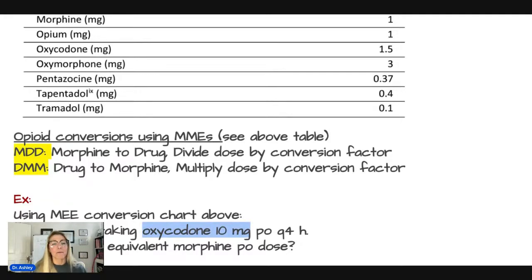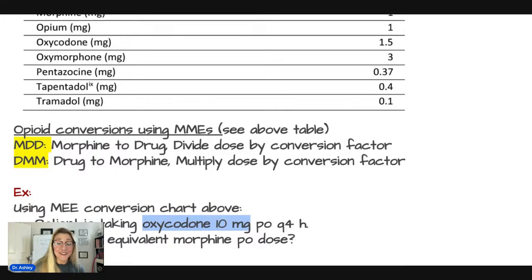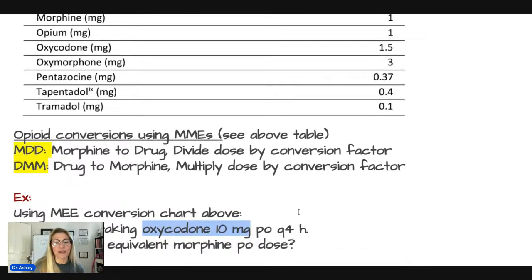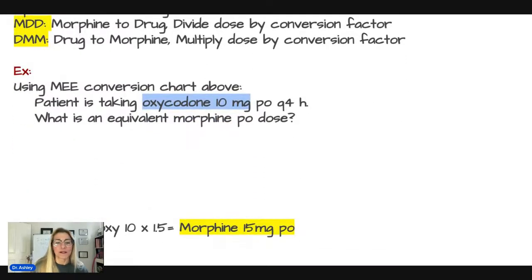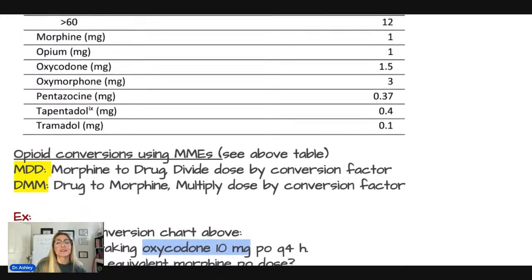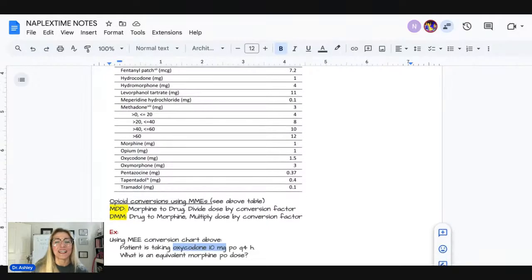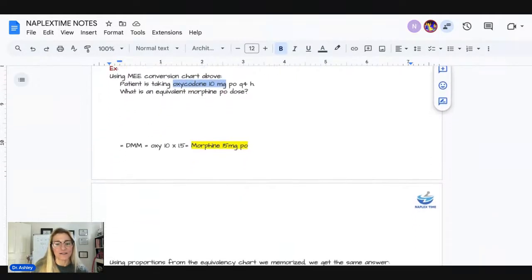MDD or DMM, we're going from a drug to morphine, so we multiply. Correct? Okay, multiply by this, 1.5. Let's see. DMM, oxy 10, multiply the conversion factor, 1.5. There you have it, morphine, 15 milligram PO. So is that not the most awesome thing ever? So easy. They'll provide the chart. You say DMM or MDD. Bam, that's it.